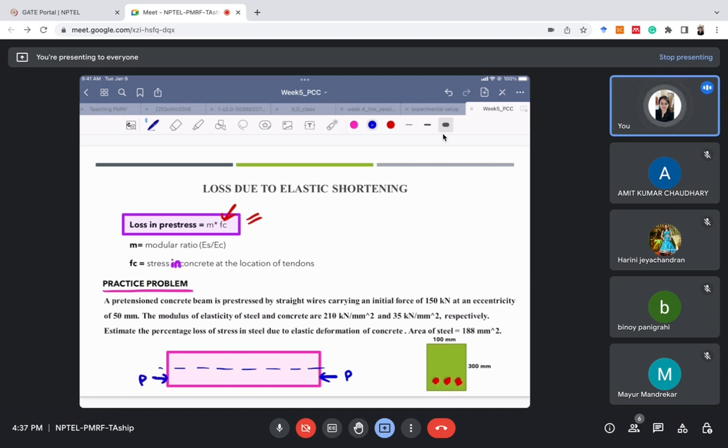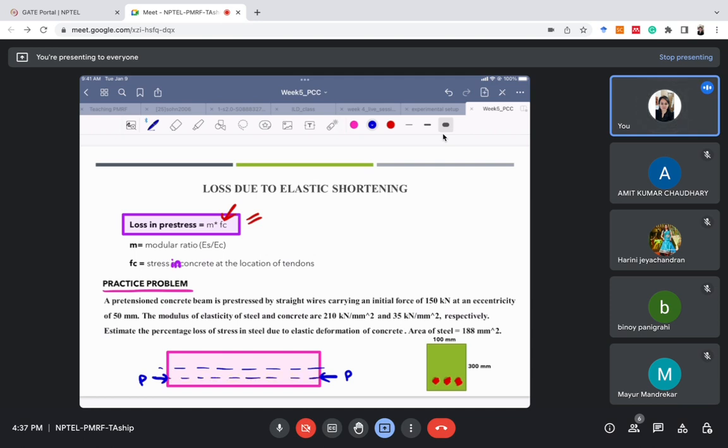Other than this P, we are not given that any UDL is acting or there is any dead load or something. We are not given anything like that. It's just that pre-stressing force is acting. You can also check there's no other force acting on this beam. Only this beam is there, and we are applying this pre-stress here. Okay, so these are all the forces.